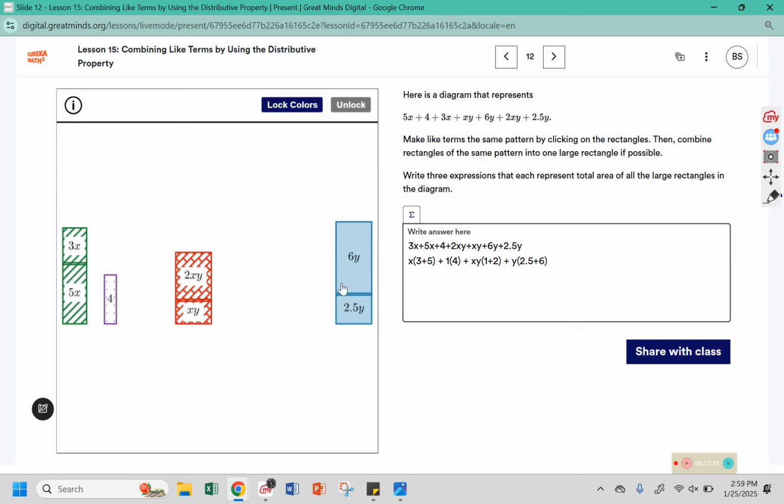If we find the total area of the green, 3x plus 5x is 8x plus the 4. A 2xy plus 1xy makes 3xy. And then a 6 plus 2.5 would make 8.5y.